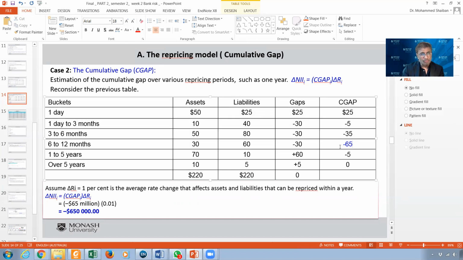Now the risk of the cumulative gaps, the risk of the cumulative of 1 year, I can ask you for 3 months, for 6 months. So it's actually minus 65 times 1 minus 0. This is the increase. It's 650,000 for 1 year, if we are talking about cumulative.